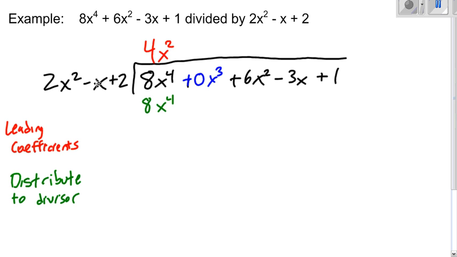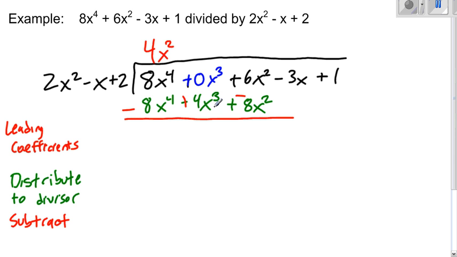4x squared times negative x would be negative 4x to the third. That's why we had our placeholder to make room for the x to the third. And 4x squared times 2 is 8x squared. And then you need to subtract. So change all of these signs. And we'll bring down also after that.